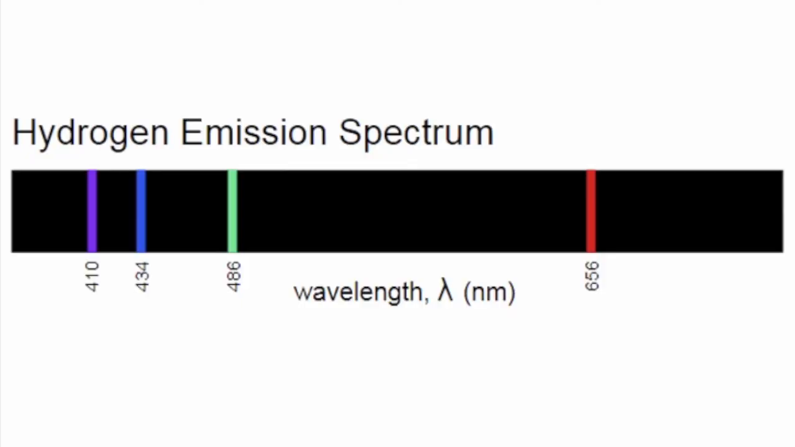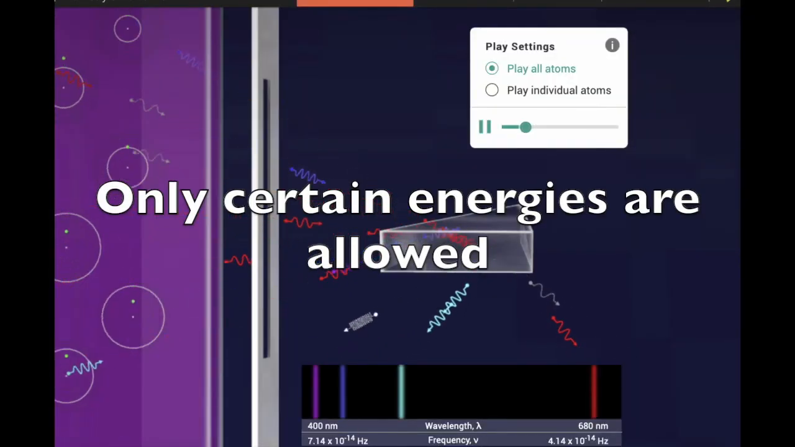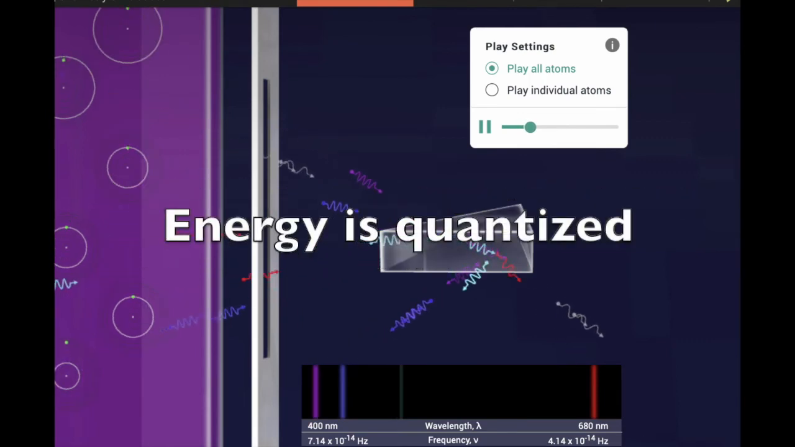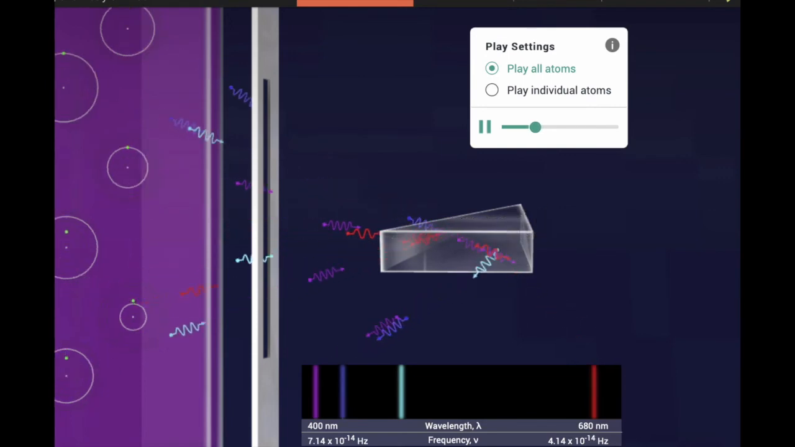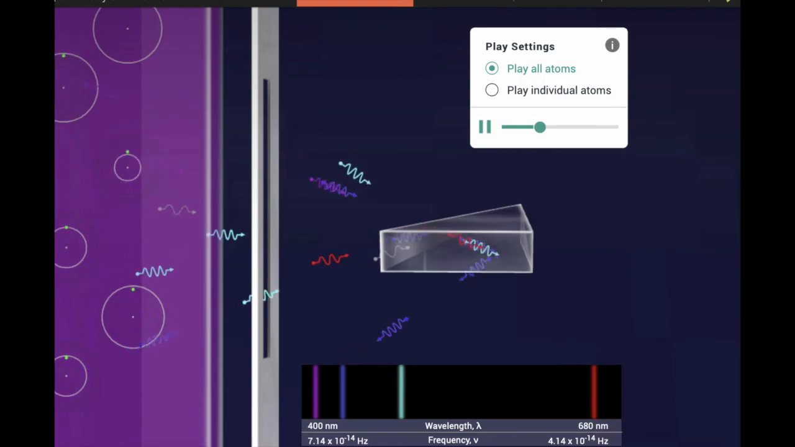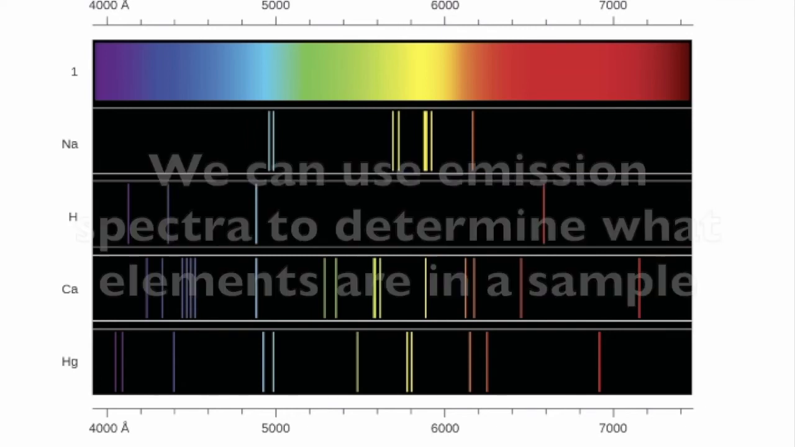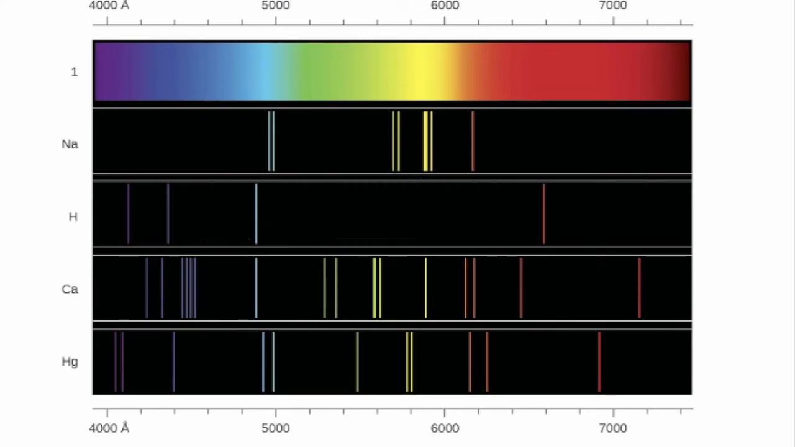The significance of the line spectrum suggests that only certain energies are allowed for the electron in the hydrogen atom. The energy of the electron in this atom is quantized. If all energies were allowed, we'd see a continuous spectrum, but we only see lines. Here's an example of emission spectra for several elements, including sodium, hydrogen, calcium, and mercury. We can use emission spectra to determine what elements are present in a sample.